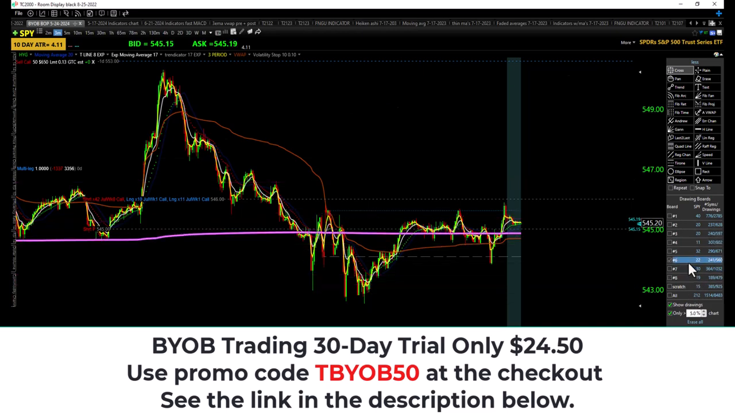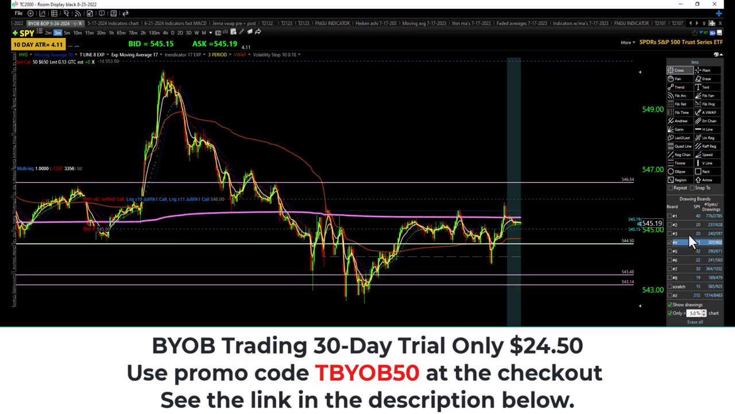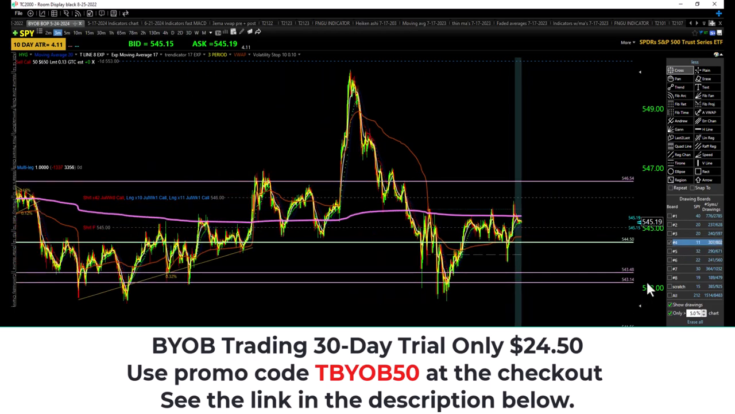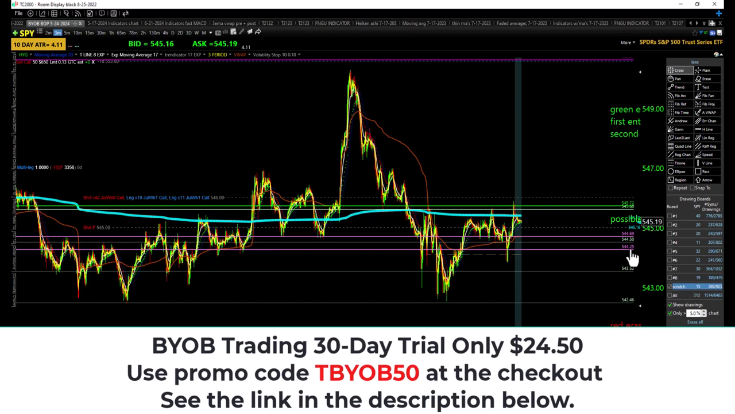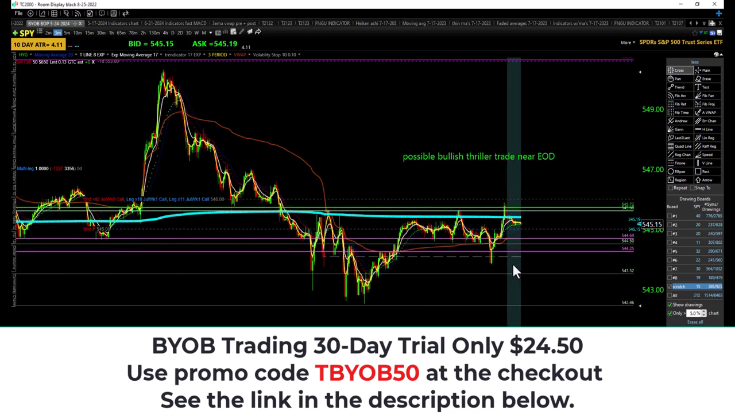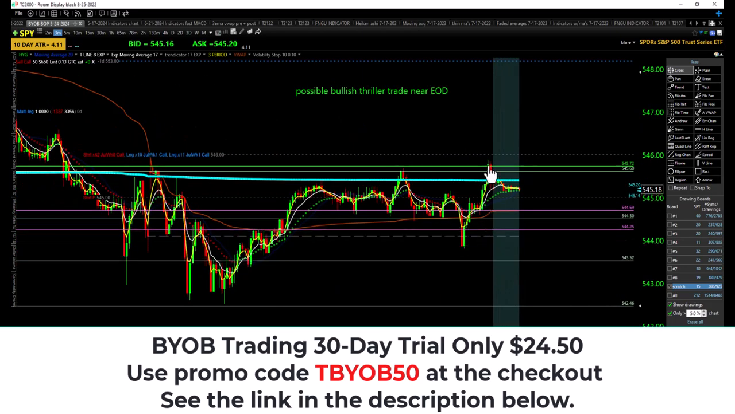If I can find it. This should be it, right? No. I got it around here somewhere. It's here. There it is. I put that up there. Possible bullish thriller trade near end of day. And there you go. And then we got it.